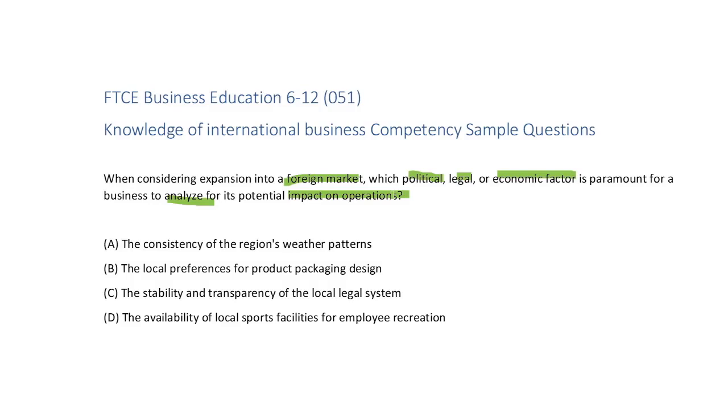Using the process of elimination can sometimes be effective when your answer choices seem too simple to be true. Choices A, B, and D do not possess a large amount of importance when determining the expansion of a market. Therefore, C, the stability and transparency of the local legal system, is the best answer choice for that question.